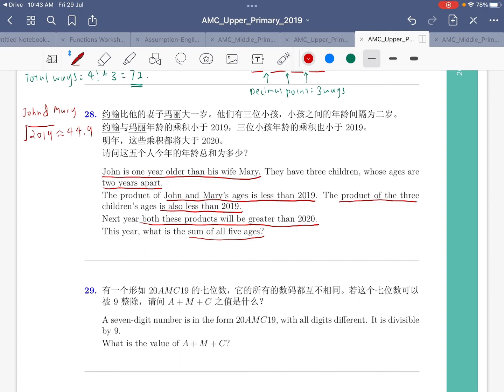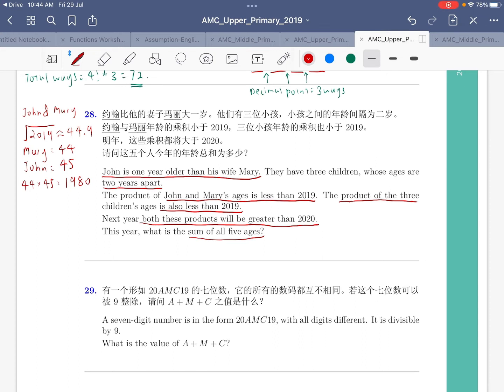Now in this case over here, we can estimate that Mary's age will be roughly 44, and John's age will be roughly 45. But before we continue, we need to always check and see whether it makes sense and whether it satisfies the conditions. So let's take a look. 44 times 45 is going to be 1980. This itself is less than 2019. So our first condition is satisfied.